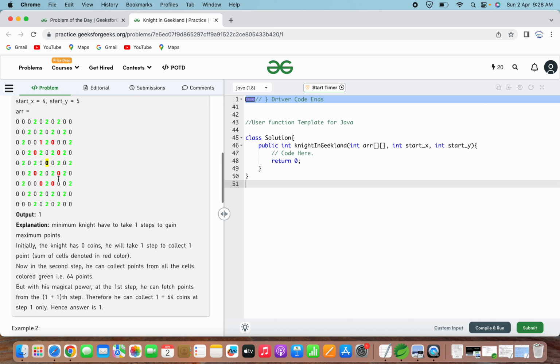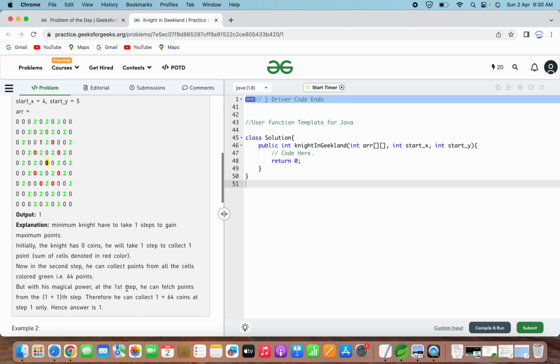When the knight is at any of these eight positions marked in red, you can see it can visit all the places marked in green. From this one it can move to these two and these two, and so on. So what has been marked in green are all the places that can be visited if the knight is at any of the positions marked in red. In the second step he can collect points of all the cells colored in green, and if you add all of them, it will be 64.